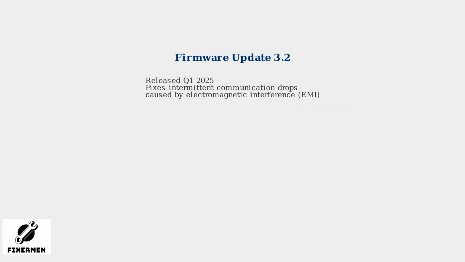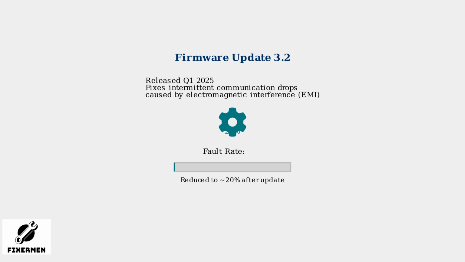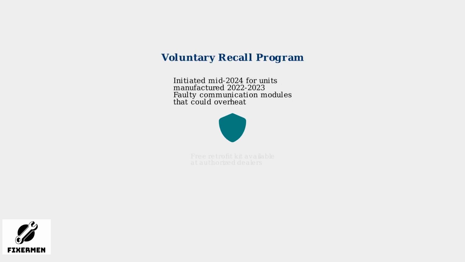Goodman has addressed these issues through firmware updates and a recall program. Firmware Update 3.2, released in Q1 2025, fixes intermittent communication drops caused by electromagnetic interference, reducing fault rates significantly. Additionally, a voluntary recall program was initiated in mid-2024 for units manufactured between 2022 and 2023 due to faulty communication modules that could overheat. Owners can request a free retrofit kit at authorized dealers.